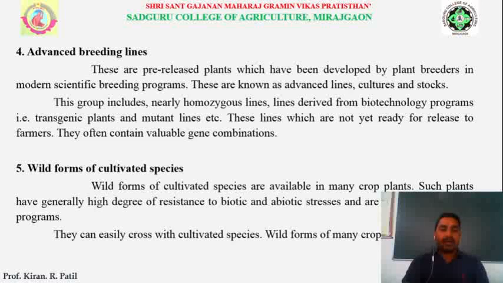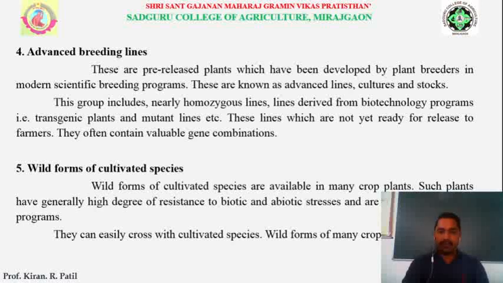Then the fourth type is advanced breeding lines. The word contains advanced, so these are pre-released plants or pre-released lines. We cannot call them a cultivar. They are lines or plants which have been developed by a plant breeder using modern scientific breeding programs or breeding knowledge.